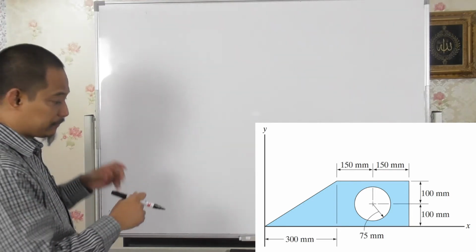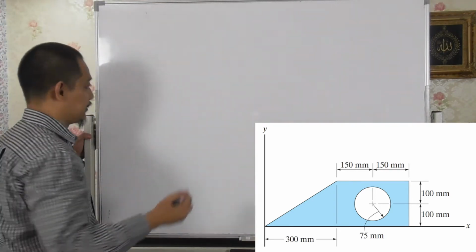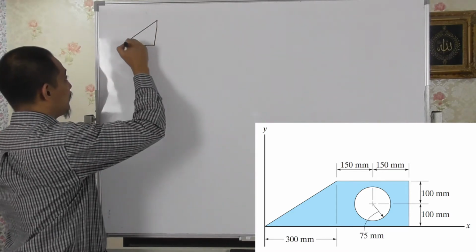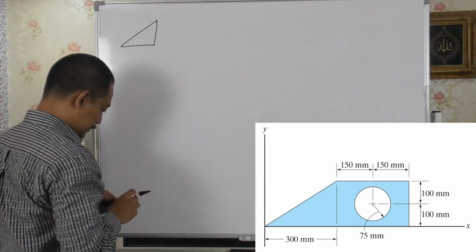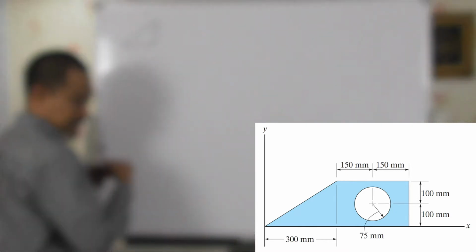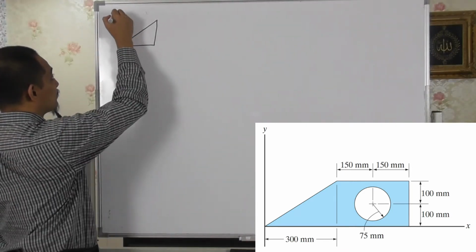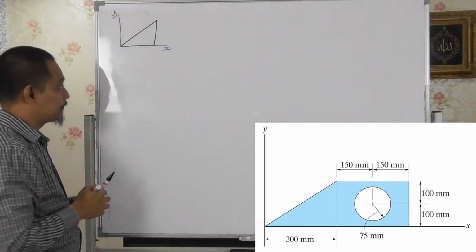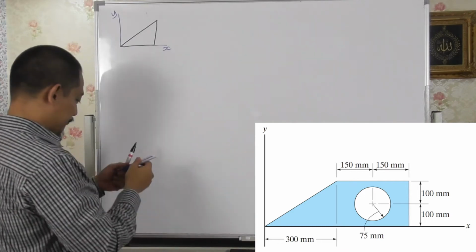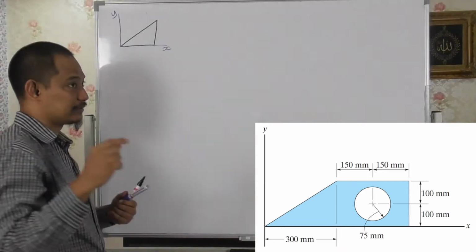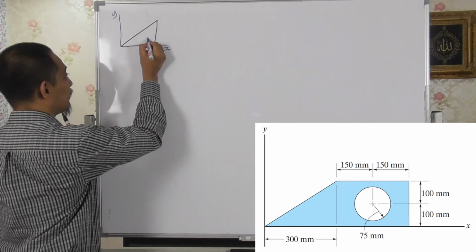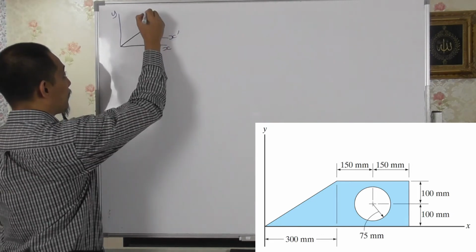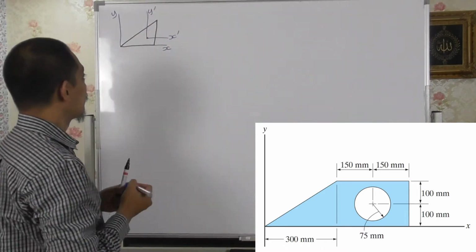So for this one, we have three shapes basically. We have the triangle, and for the triangle, the axis is basically here, right? So we have y-axis here, x-axis here, right? And then if you draw the centroid of the triangle, it will be there. So meaning that this will be x prime, y prime, right?